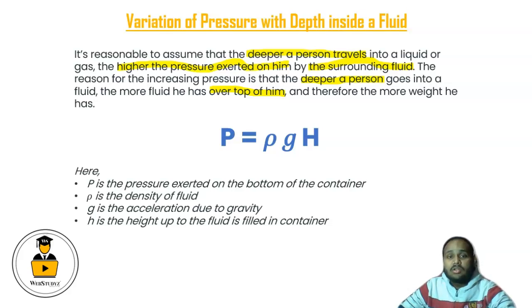So for this variation of pressure, we have the equation P equal to rho gh. Here P is the pressure exerted by the bottom of the container. Rho is the density of the fluid. g is obviously acceleration due to gravity. And h here is the height of the fluid which is filled in the container, starting from the bottom up to which the fluid is filled in the container.